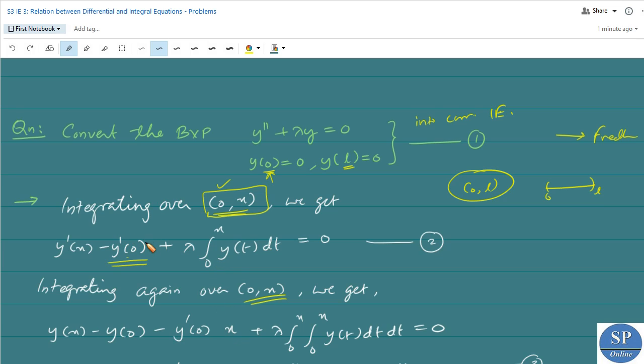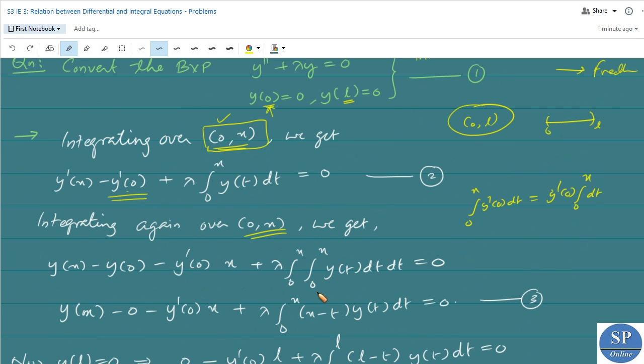Because here, if you are integrating this, we will get the integral of y dash of 0 dt from 0 to x. y dash of 0 is a constant, so the integral from 0 to x of dt is nothing but x itself. So y dash of 0 into x plus lambda into the integral 0 to x of the integral 0 to x of y of t dt equals 0.